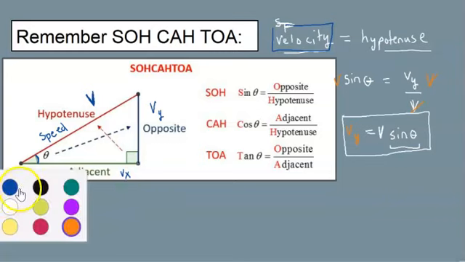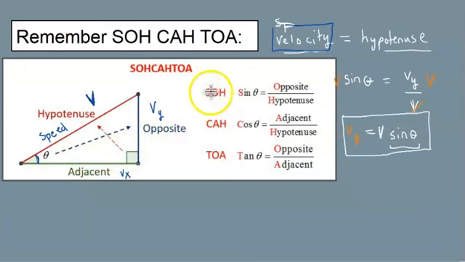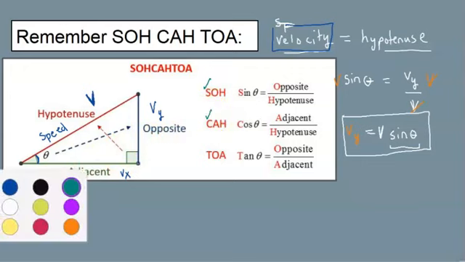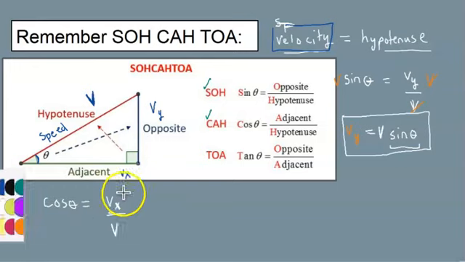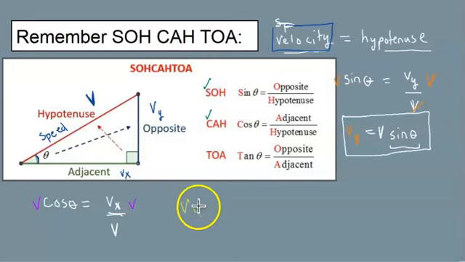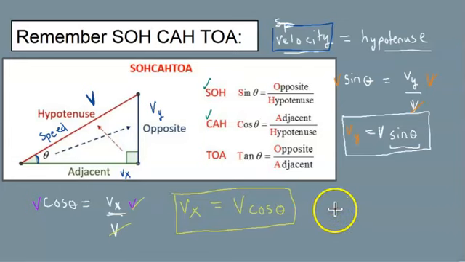All right, now we're going to set up the same thing for the cosine. So the cosine of whatever this angle is, adjacent, which is how fast I'm headed over, divided by my total speed. And I want to solve for Vx, so I'm going to multiply both sides by V, and I get that Vx is V times the cosine of theta. Okay, so hopefully that all makes sense.